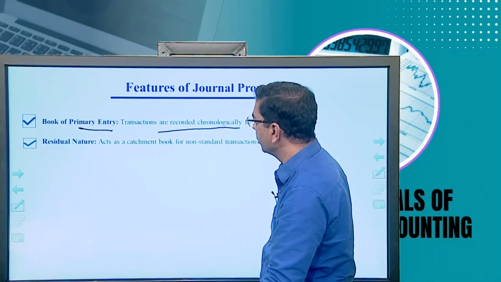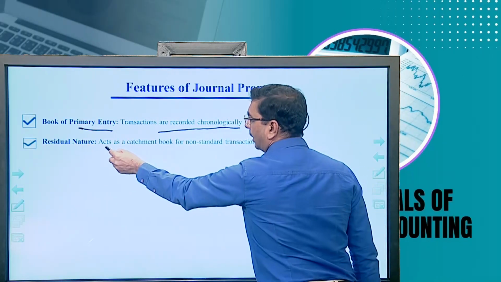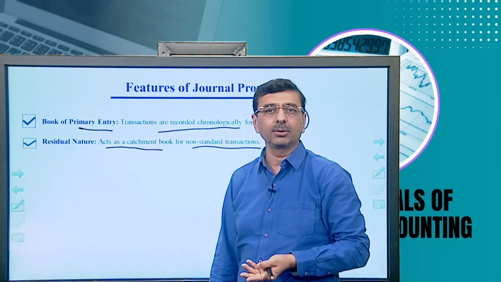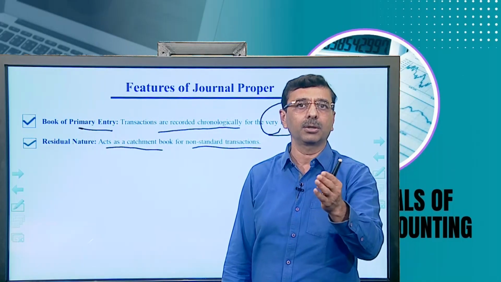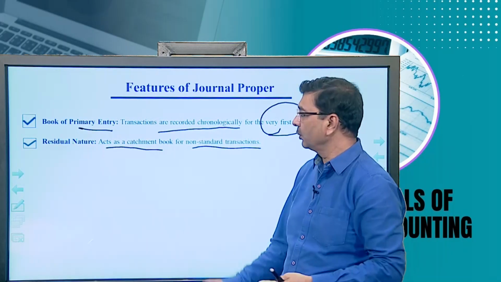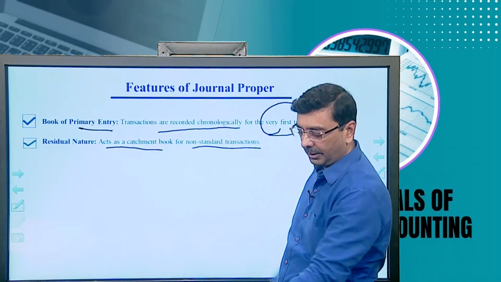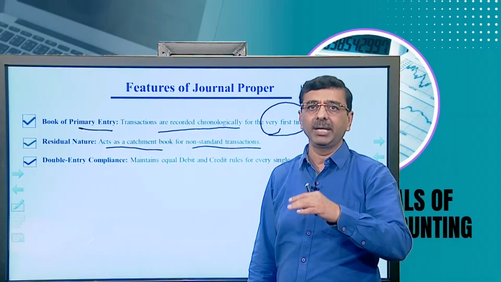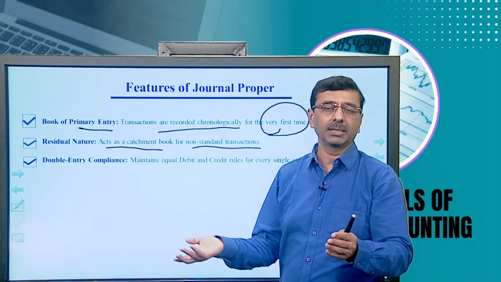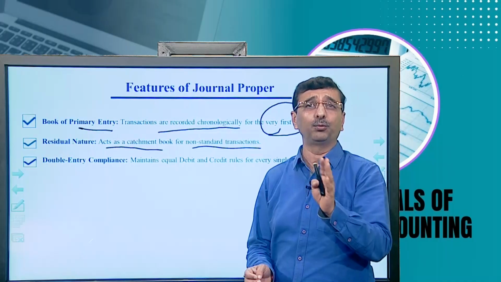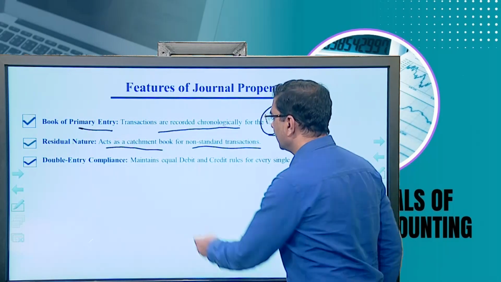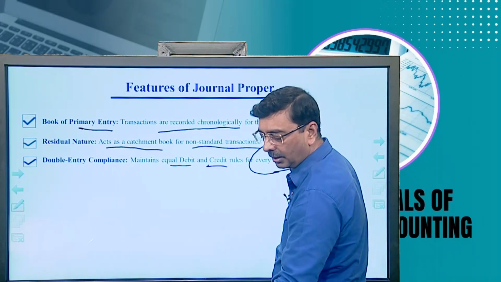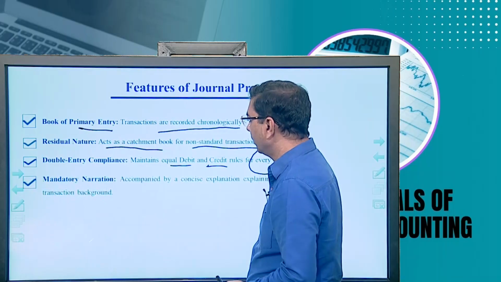Then the residual nature is very clear: it acts as a catchment book for non-standard transactions. Why is it a non-standard transaction? Because it is not a purchase transaction, a sales transaction or any specific transaction. So all these transactions are to be recorded here in this particular journal proper. Double entry compliance: each transaction has the same kind of effect, one debit and the other credit. So each transaction has a twofold effect, one debit and one credit, with the same rules for each single transaction.